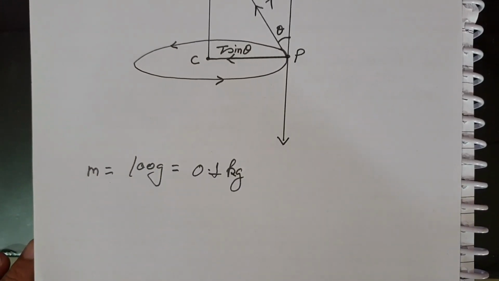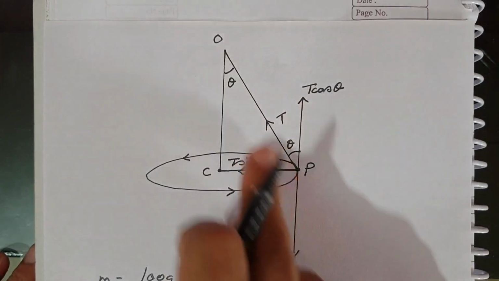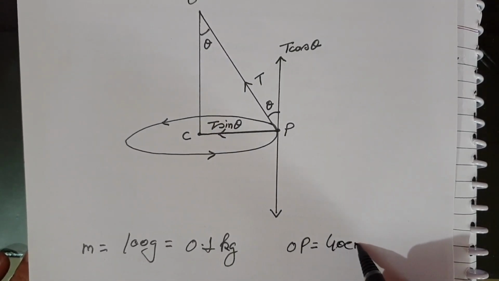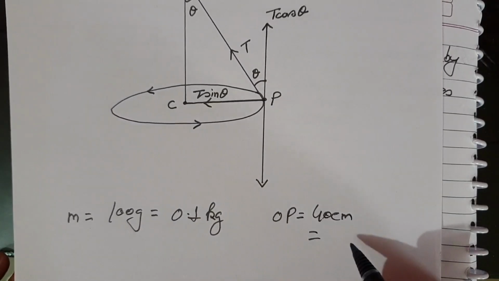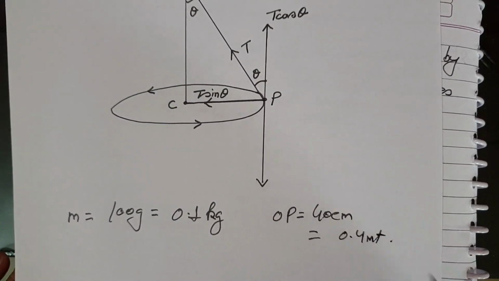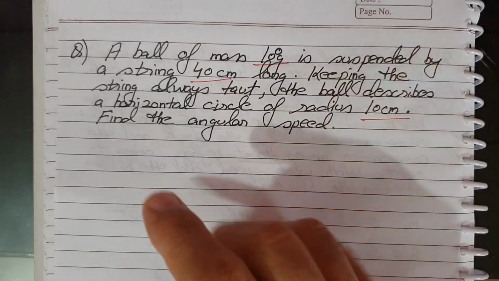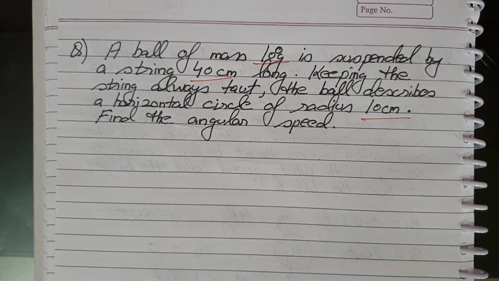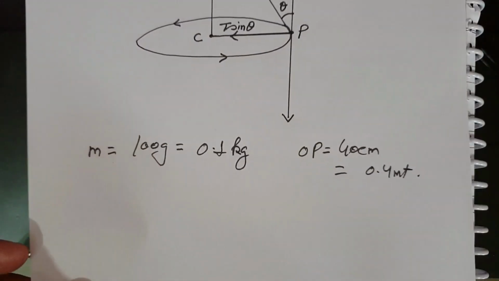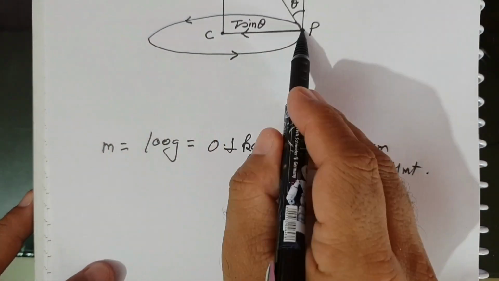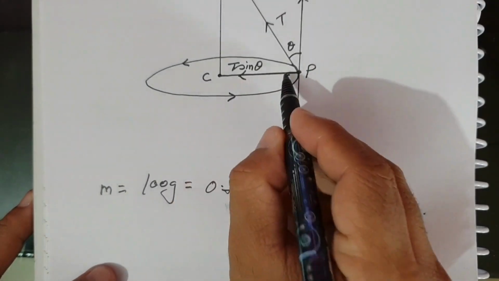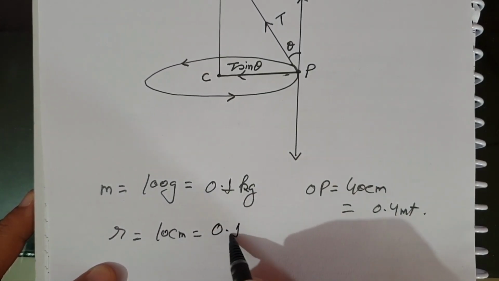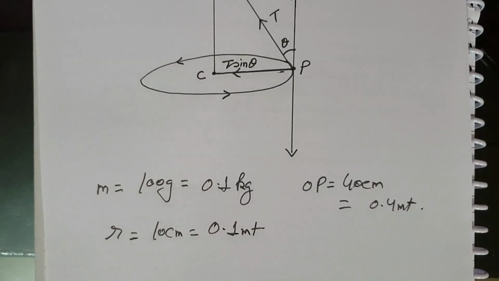Now, the length of the string is basically OP. This is the length of the string. So OP is 40 centimeter. Converting this to meter, this is 0.4 meter. The ball describes a horizontal circle of radius 10 centimeter. So we take radius R as 10 centimeter, which is 0.1 meter.